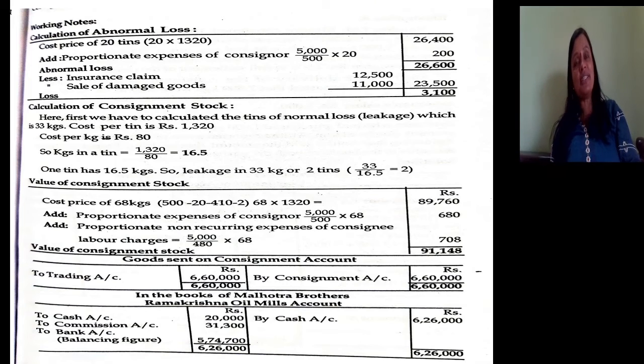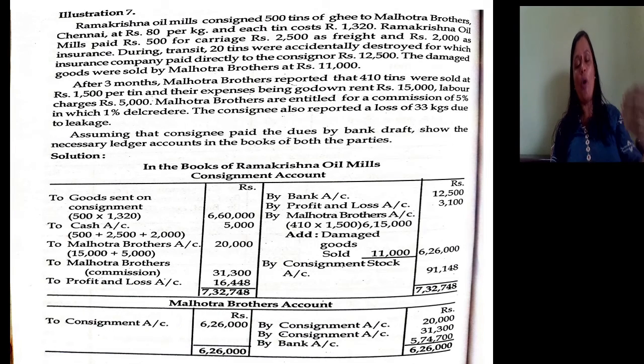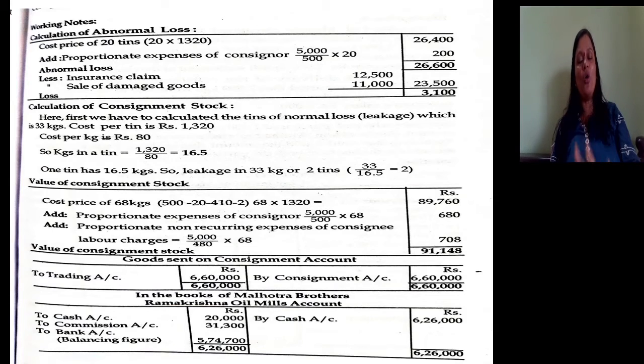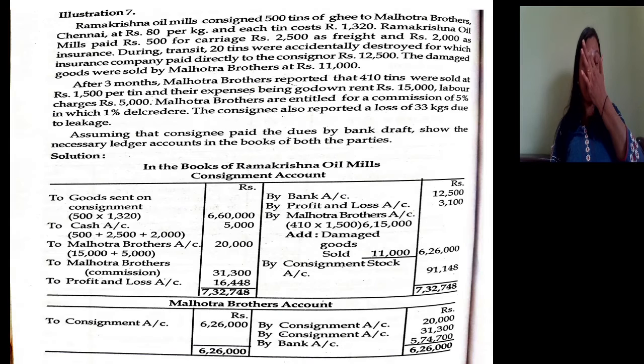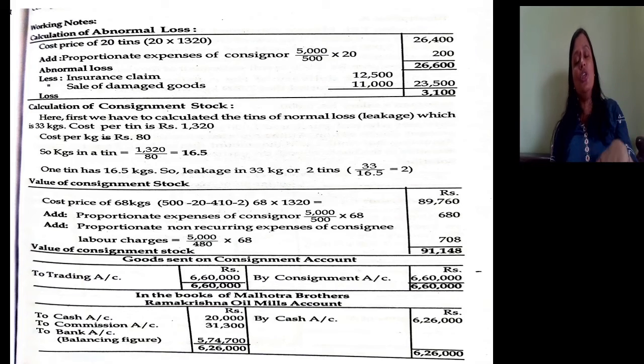Now for the first time we are preparing consignor account in the books of consignee. See, it is just the opposite of consignee account in the books of consignor. Just look at the consignee's account we prepared; the opposite is the consignor account in the books of consignee. If you are correct in preparing consignee account in the books of consignor, you reverse it while preparing consignor account in the books of consignee, but not the same journal entry. That is very important.